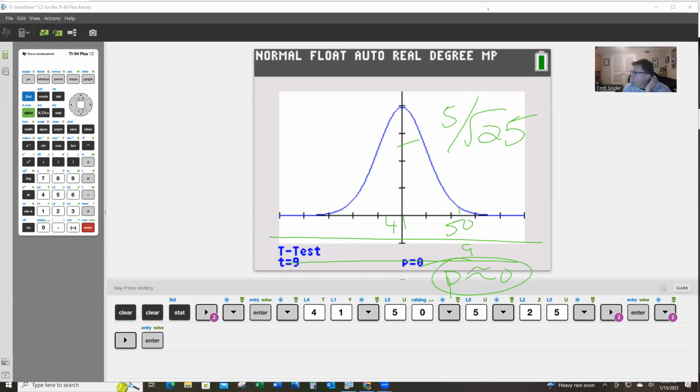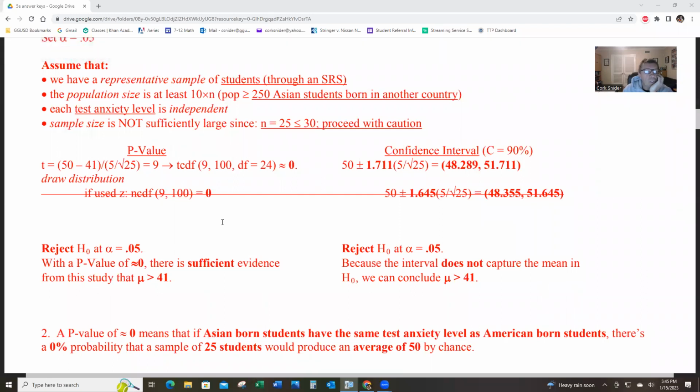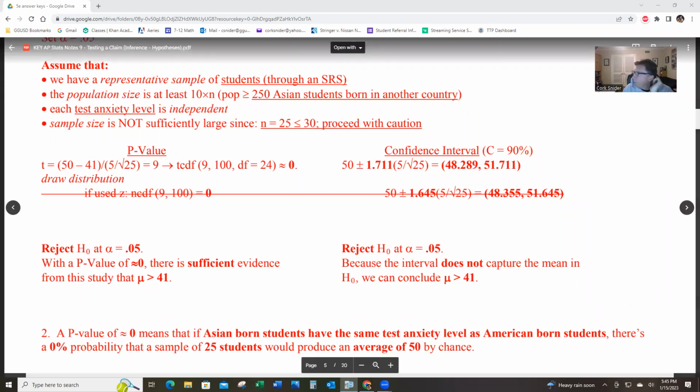Stop and obviously copy that if you need to. Okay, so what does that mean here? What do we have here? What we got is a p-value of 0, which means you're going to reject H0. You only have two options, reject or fail to reject. We are going to reject H0 at 0.05. And then our little sentence frame is: with a p-value of approximately 0, there is sufficient evidence from this study that the average is greater than 41. So these Asian kids born in their country do have more test anxiety than the typical American-born kid.